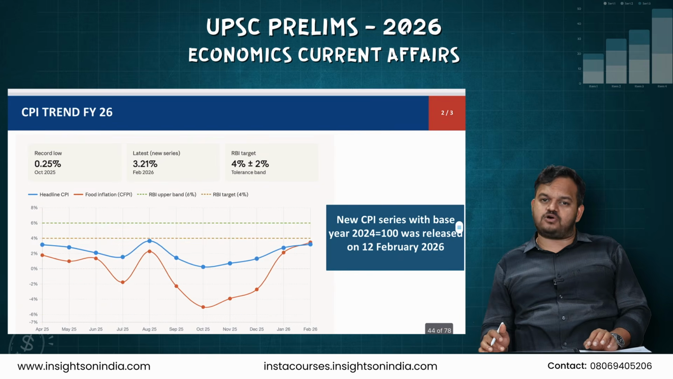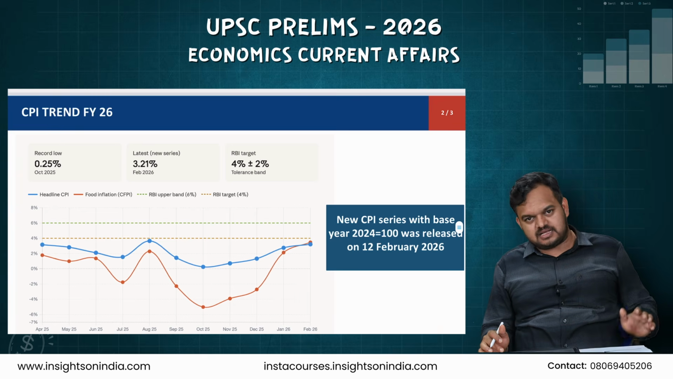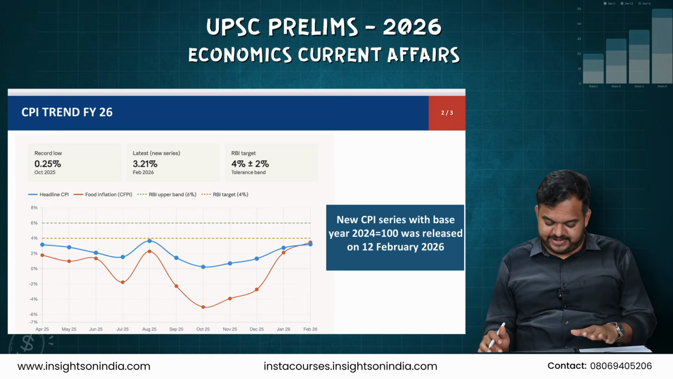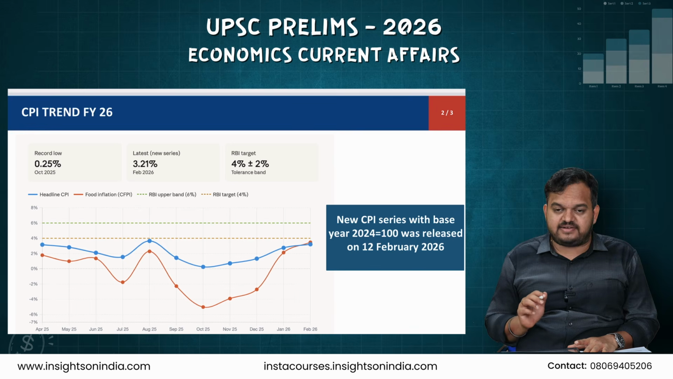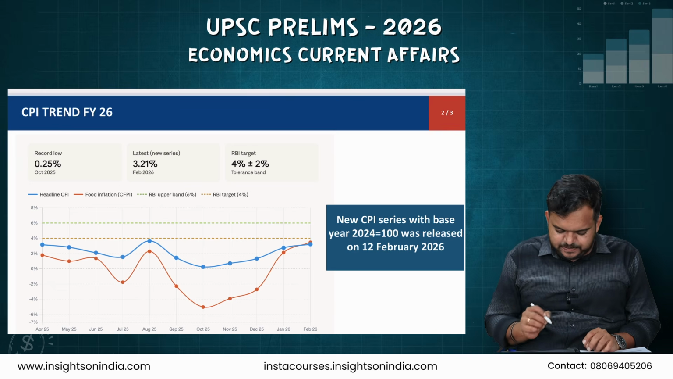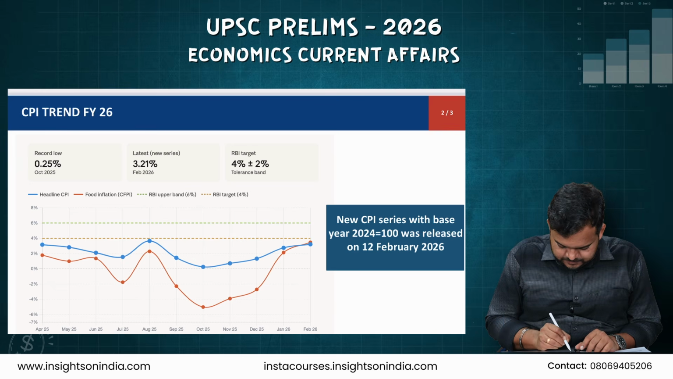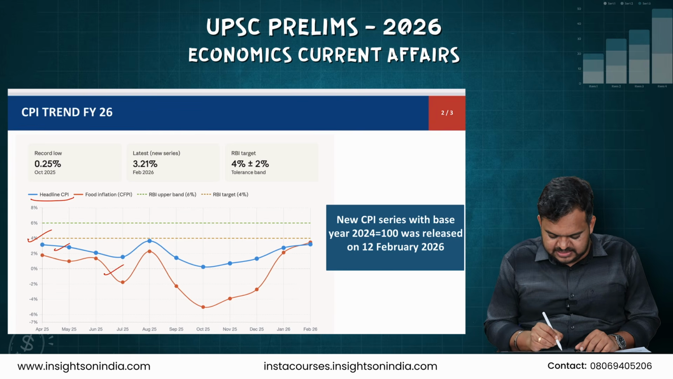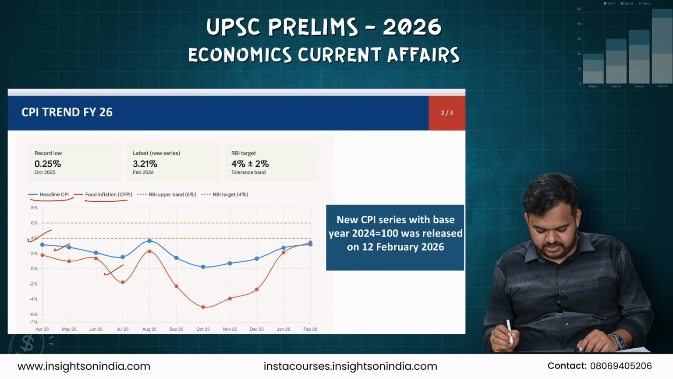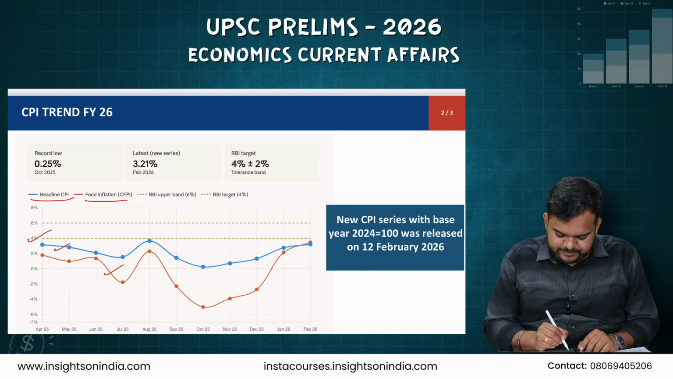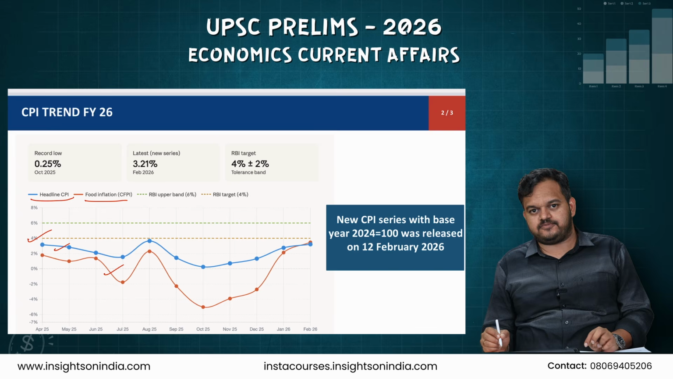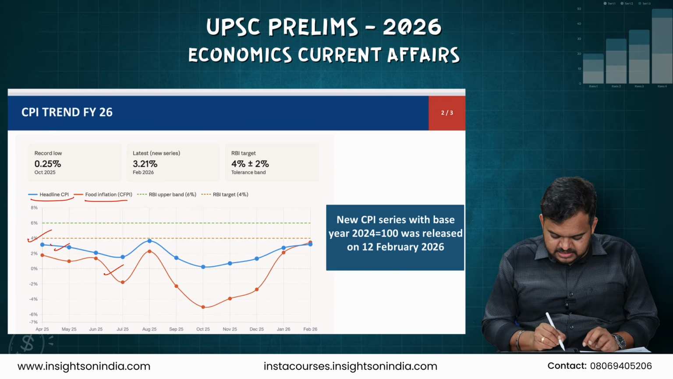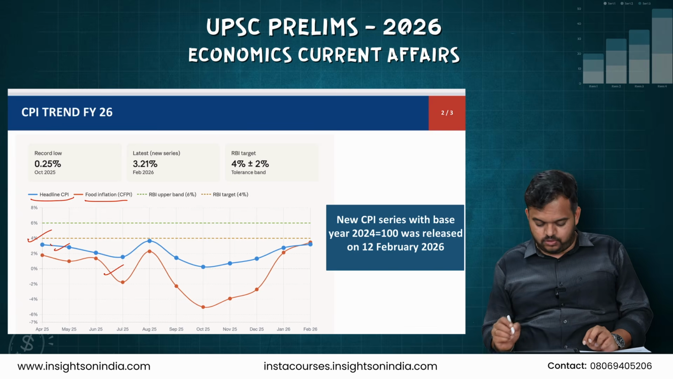And prelims may also ask about trends. There are so many questions in the past. Prelims focuses on trends. If you talk about trend of CPI for the last year, like previous 1 year, it has remained under 4%. The blue color line that you see, that is headline CPI. The orange color that you see, that is food inflation, right? So it has always remained under 4%, right? So that means the inflation has been under control.